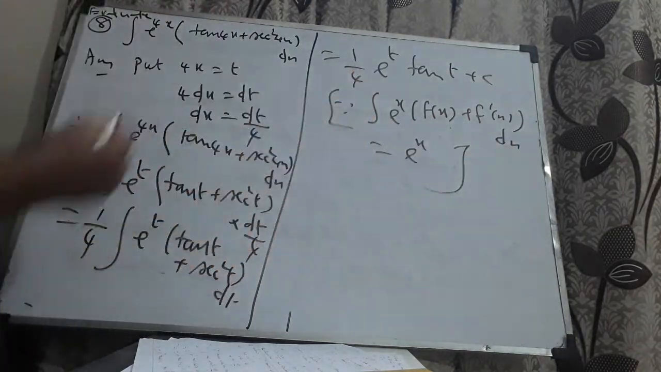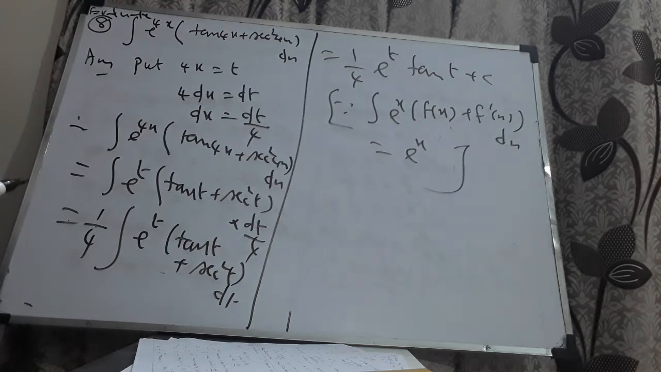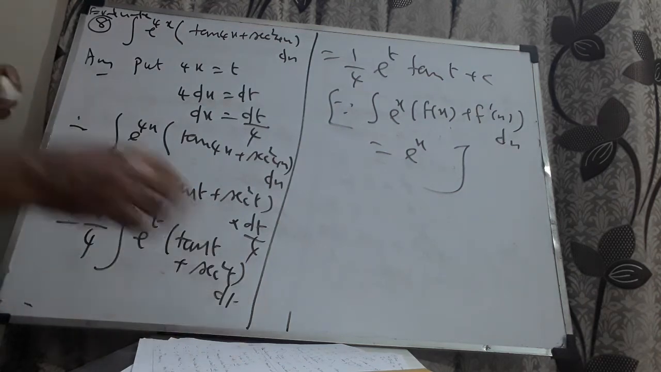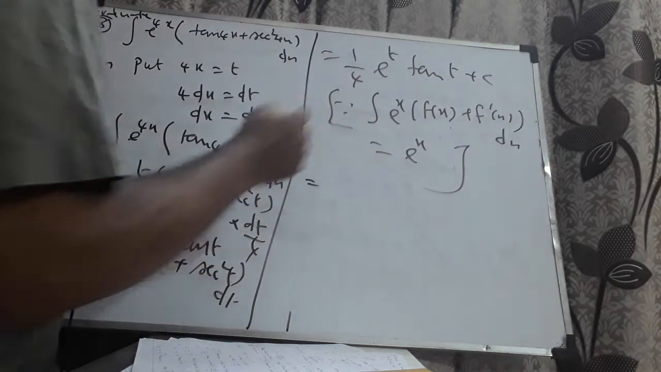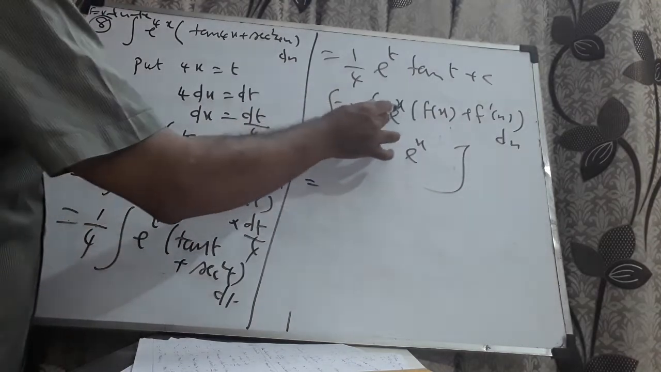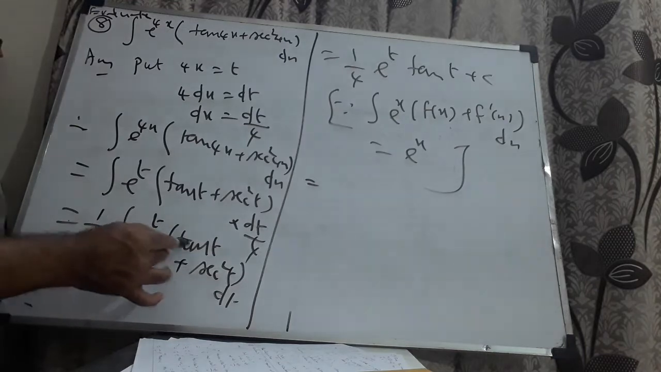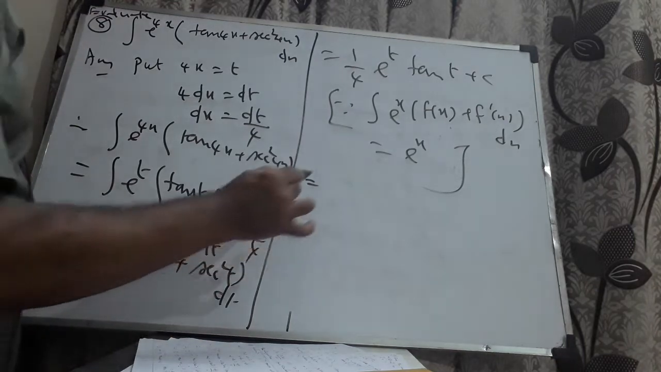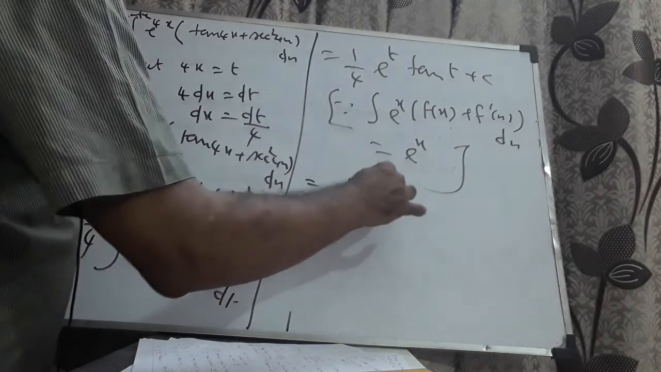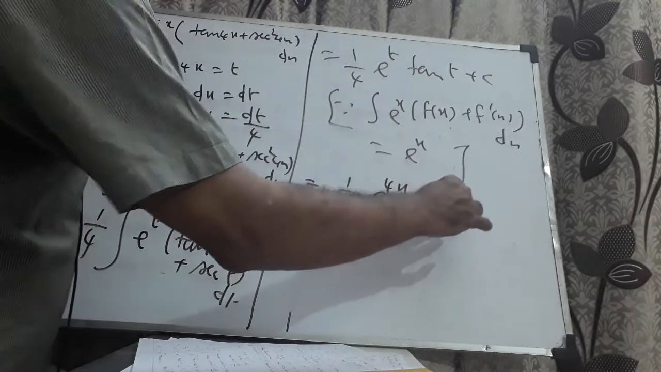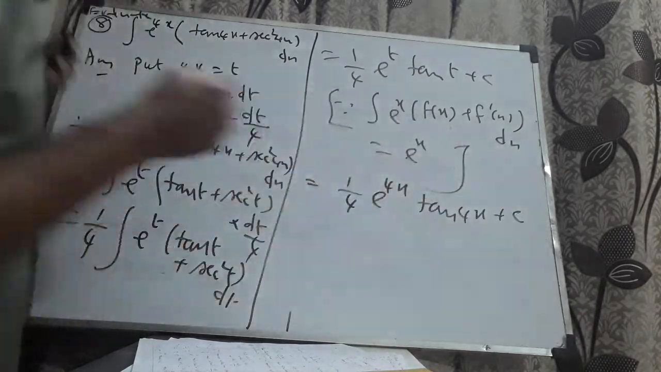There is a simple proof you might have learned in integration, in fact. Now here, instead of e power x, I have e power t. Instead of f of t, I have tan t. Then the derivative of tan t is there here. Therefore, this is nothing but 1 by 4 e power 4x into tan 4x plus c is the final answer.